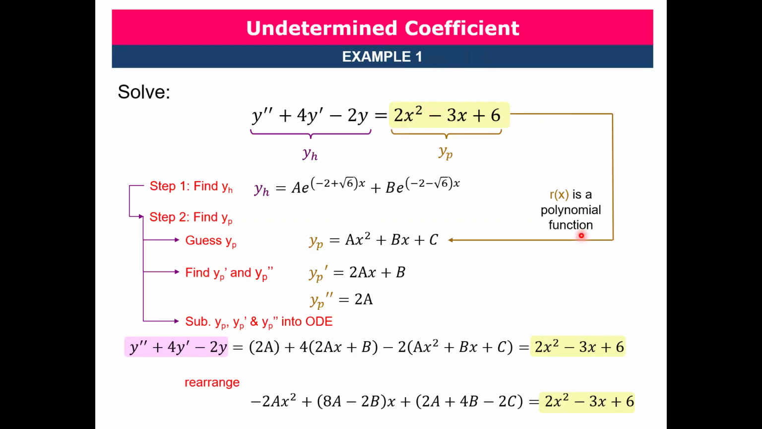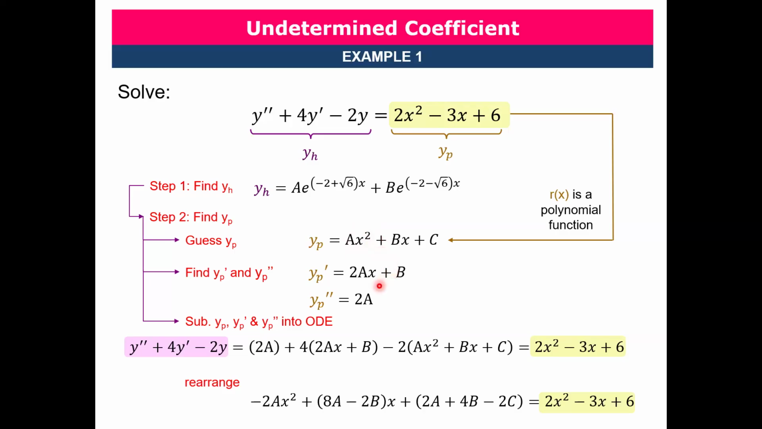If we have a polynomial function, then the assumption or the guess of YP should also be a polynomial function. But we have to change the constants 2, -3, and 6 here into unknown constants A, B, and C. Get it? So if you have a polynomial here, then the assumption is also a polynomial, at equal powers of x. If you have x squared here, your assumption should also start from x squared.